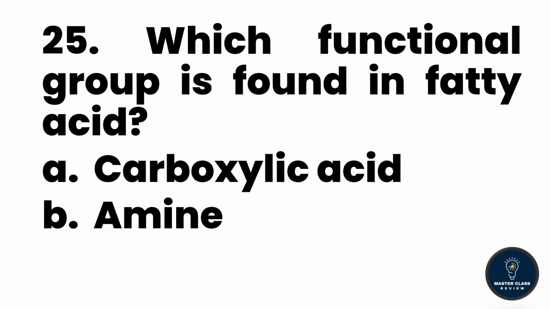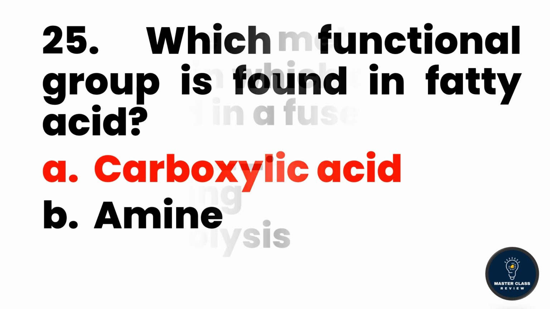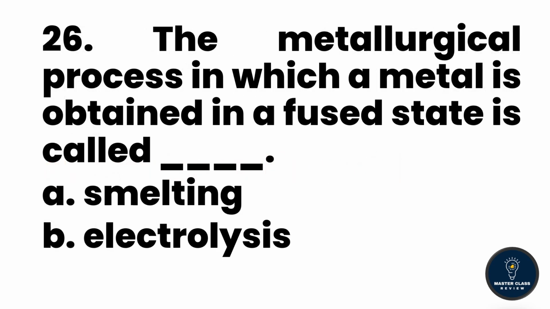Which functional group is found in fatty acid? Carboxylic acid or amine? Yes, letter A, carboxylic acid. Fatty acids, the building blocks of fats, are organic molecules with a long hydrocarbon chain ending in a carboxylic acid group. The metallurgical process in which a metal is obtained in a fused state is called what? Yes, smelting. Smelting, in essence, is a high-temperature process used to extract metal from its ore.